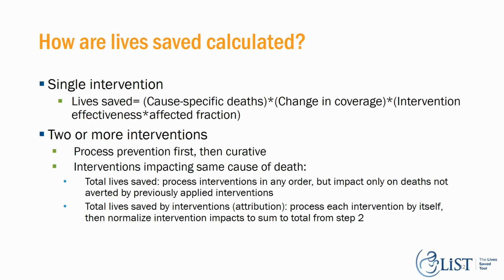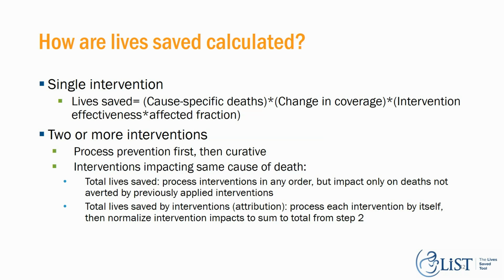So if we only have one intervention, the calculation is fairly straightforward. It's what's addressed in more detail in the second video. So we'll be looking at a multiplication between the cause-specific deaths times the change in coverage times the intervention effectiveness multiplied by the affected fraction, and all of that together will give us lives saved.